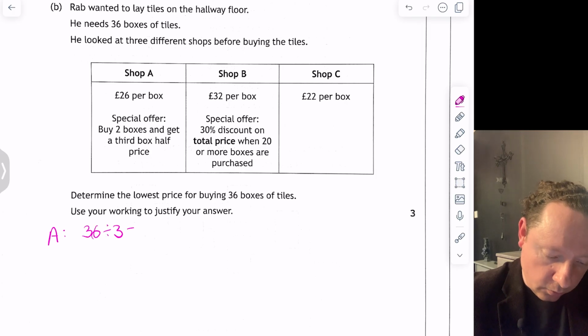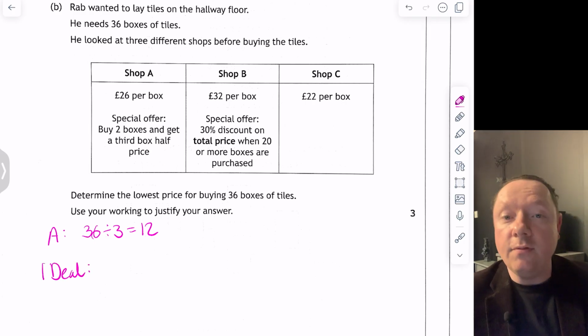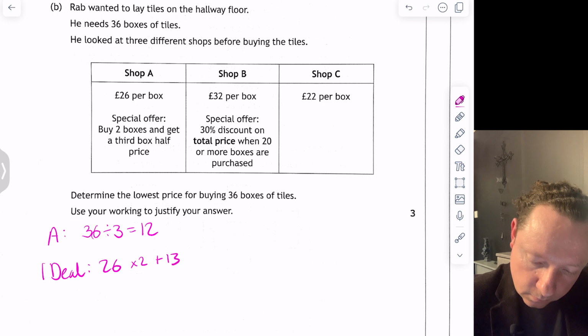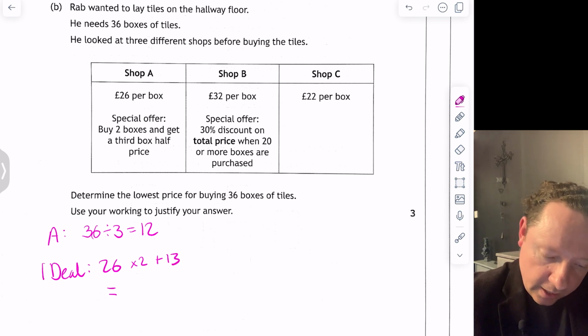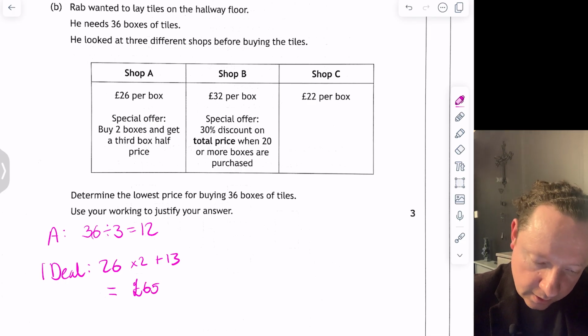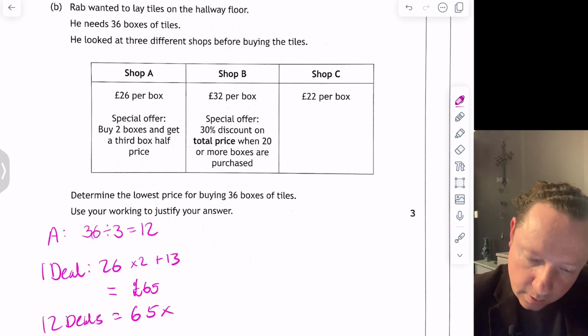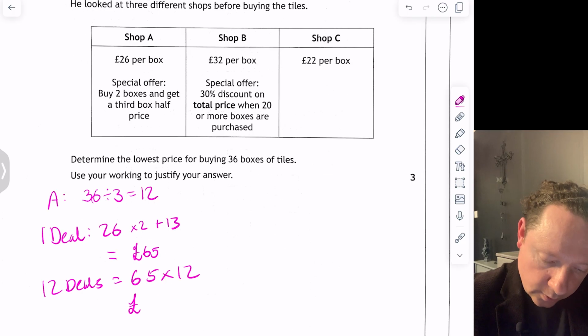And now we work out the cost of 1 deal. So 1 deal is £26 a box. He buys 2 of them, and he gets the third one half price. Half of 26 is 13. So 2 times 26 plus 13. Use a calculator for any sums you want to use a calculator for. So 1 deal is £65. Which means 12 deals, because he's been doing this 12 times now, is 65 times 12, which is £780. Quite expensive.